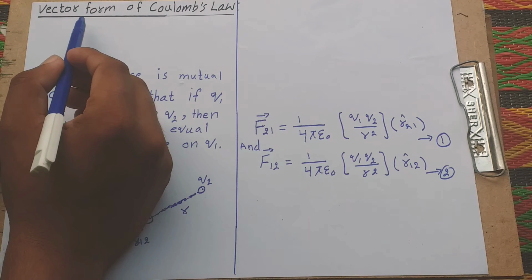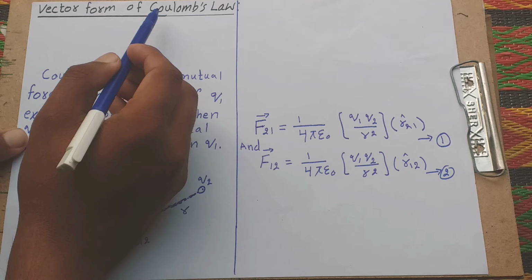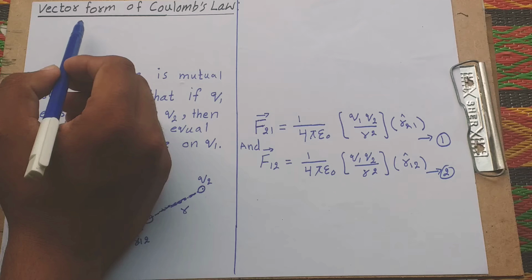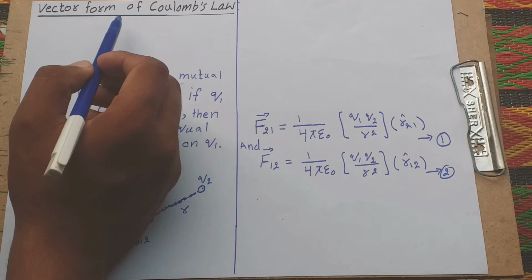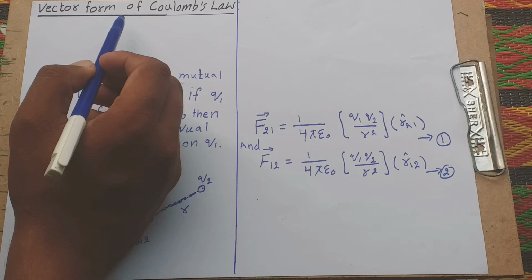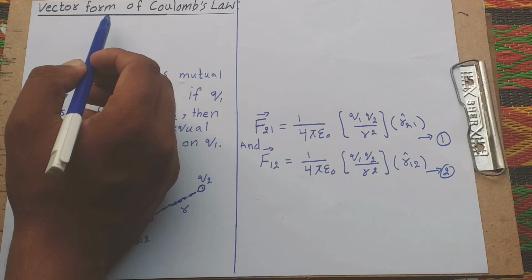Today our topic is the vector form of Coulomb's law. What is Coulomb's law? I already shot a video on Coulomb's law; check the electromagnetism folder in the playlist. Here we discuss only the vector form of Coulomb's law, and also prove that Newton's third law holds. Vector form means the ordered pair that describes the changing positions in Coulomb's law.